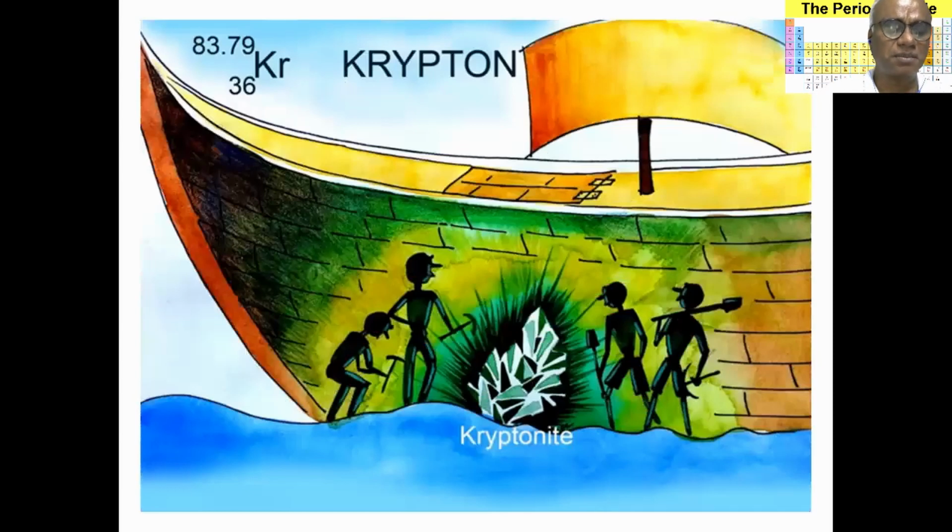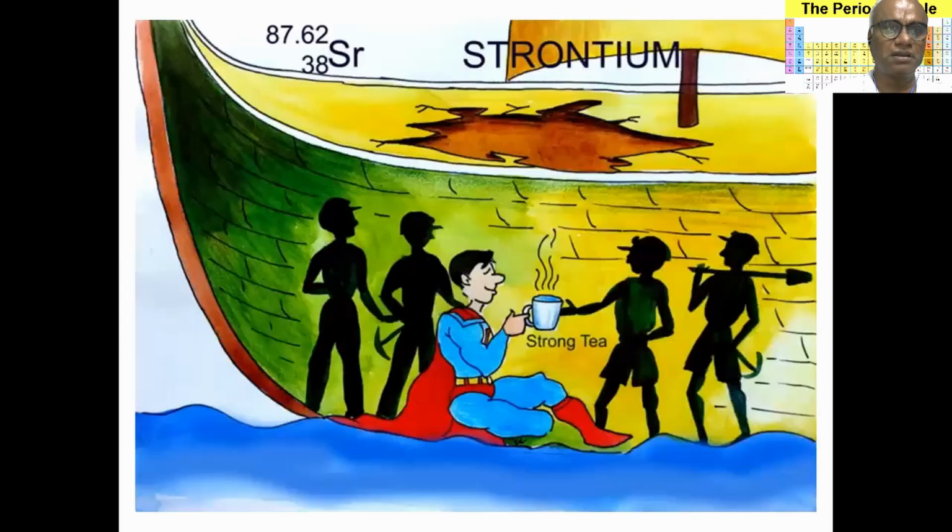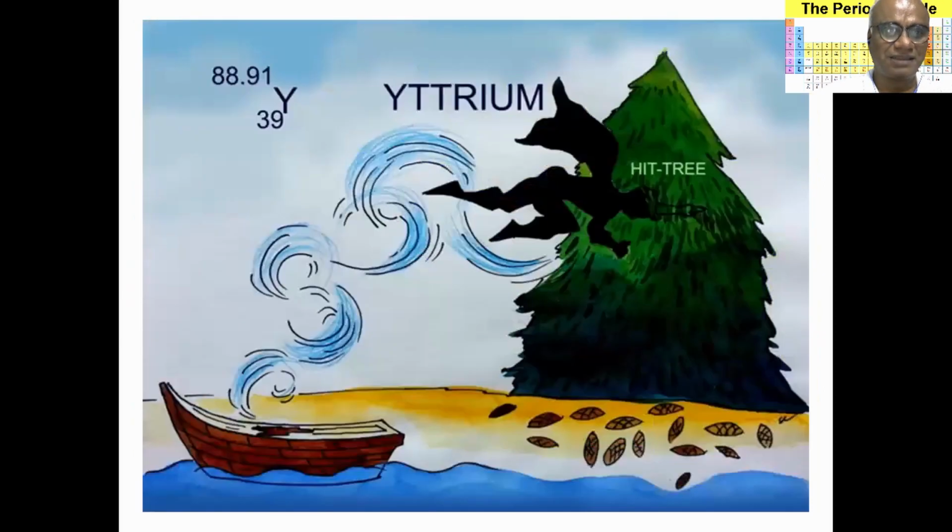The 36th element is kryptonite. The 37th element is rubidium, in the Superman's head. The 38th element is strontium, strong T. The 39th element is yttrium, hitting the tree.